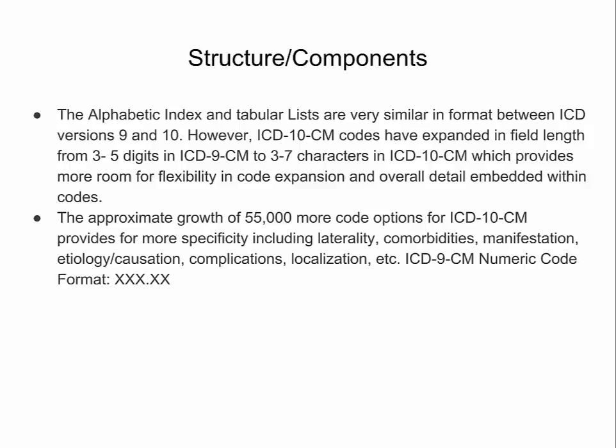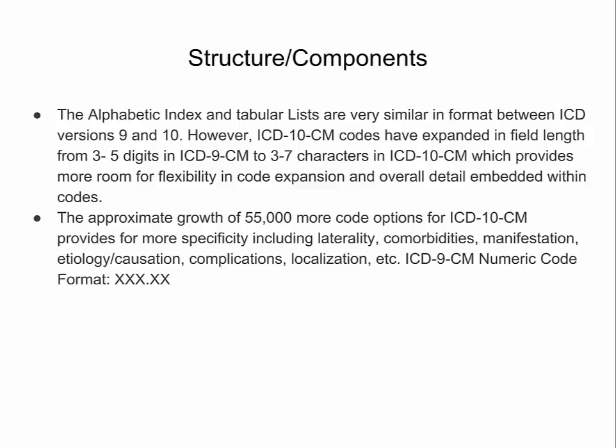The alphabetic index and tabular lists are very similar in format between ICD-10 versions 9 and 10. However, ICD-10 CM codes have expanded in field length from 3 to 5 digits in ICD-9 CM to 3 to 7 characters in ICD-10 CM, which provides more room for flexibility in code expansion and overall detail embedded within codes.